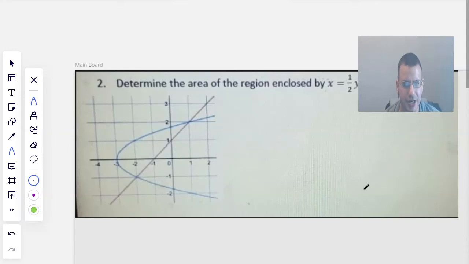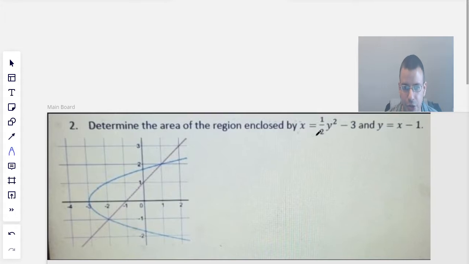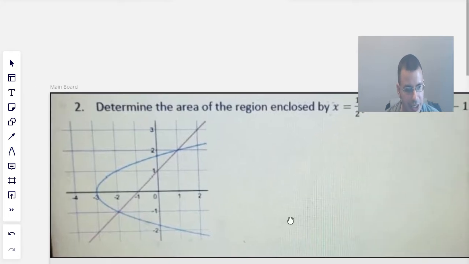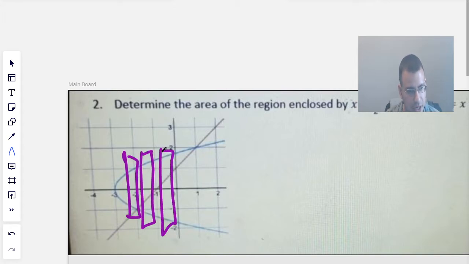Determine the region enclosed by x equals 1/2 y squared minus 3 and y equals x minus 1. All right. So the idea here is we're going to do an integral, break this up into boxes, and we can do an integral going this way.